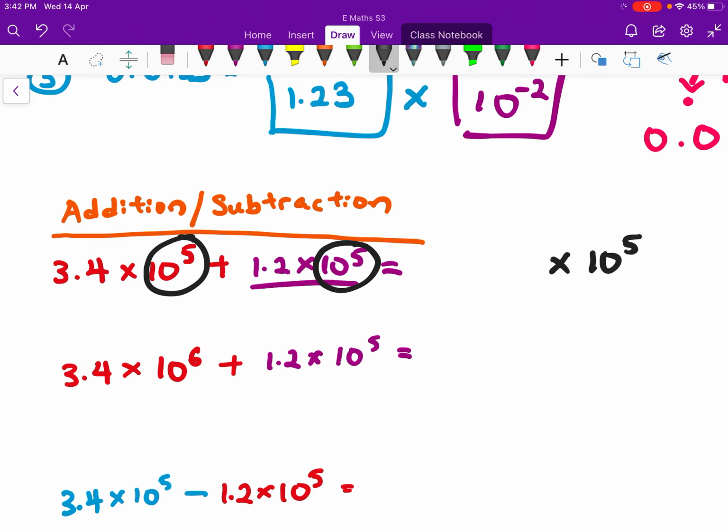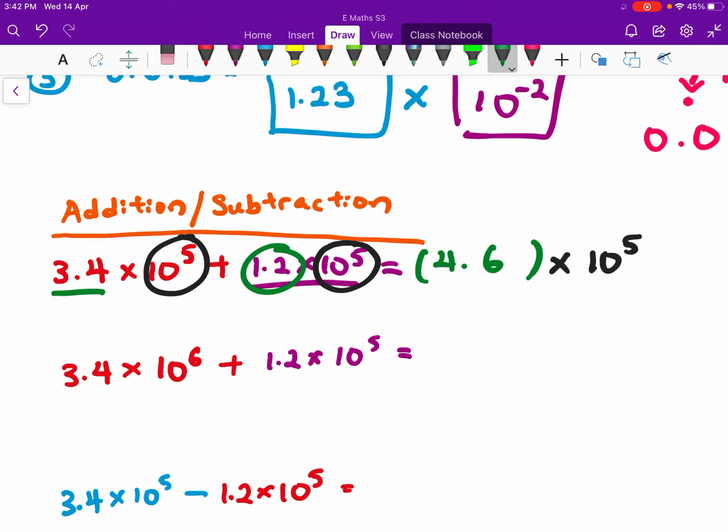And when I add 3.4 plus 1.2, you simply use a calculator to add 3.4 plus 1.2. So this will give me 4.6. So 4.6 times 10 to the power 5 will be the result of your addition.